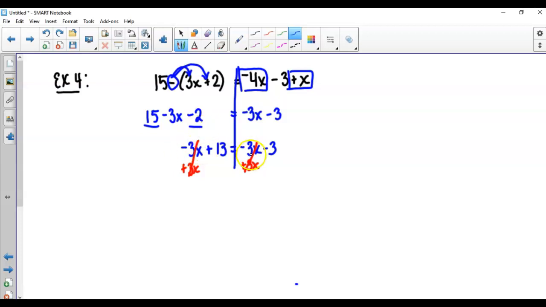So if you see this happening, you can automatically look and say, oh, I got 13 and negative 3. Those are not equal to each other. 13 does not equal negative 3. And since 13 does not equal negative 3, we would say that this equation has no solution.